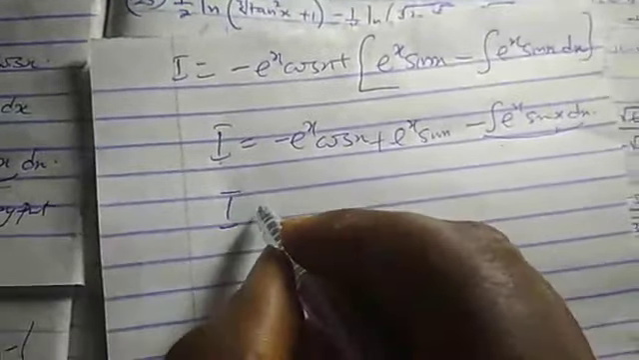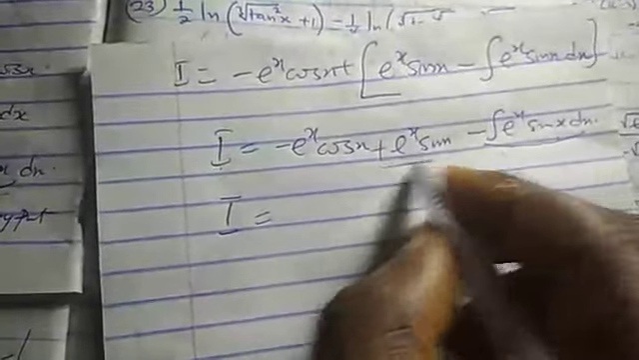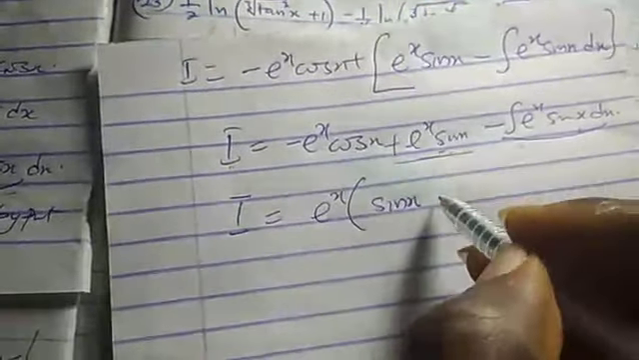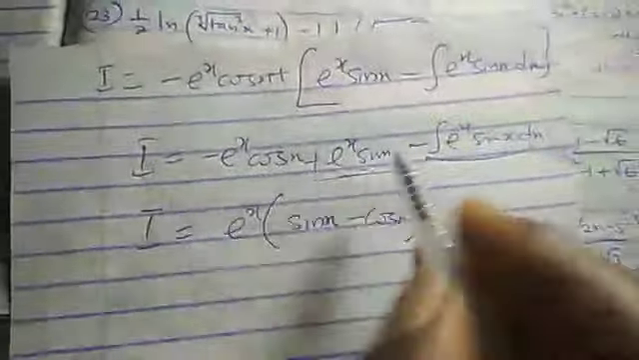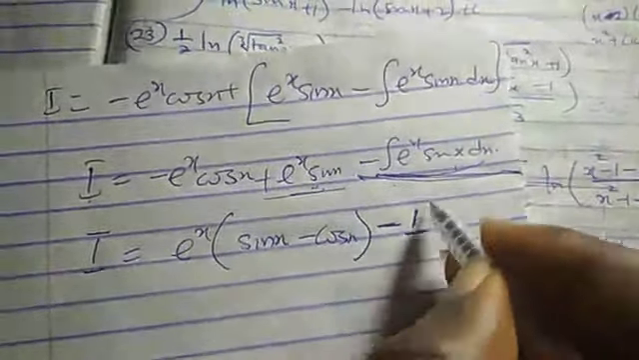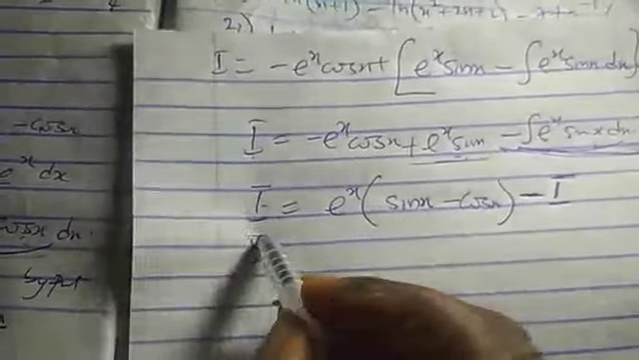So let me still write it as I equal to, let me write this plus first, exponential x. If I factorize, it will remain sin x. If I remove it, it will remain minus cos x. Now for this one, it is the integration we are finding, so we have written it as I. So it will still be minus I, because that is what we have represented by I. So let's bring this I to the other side.